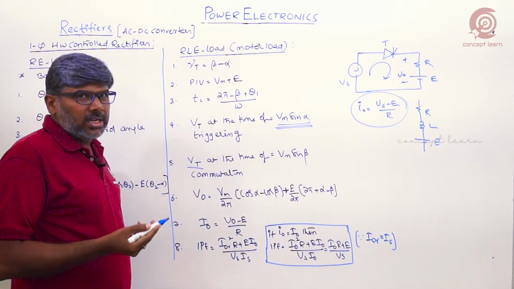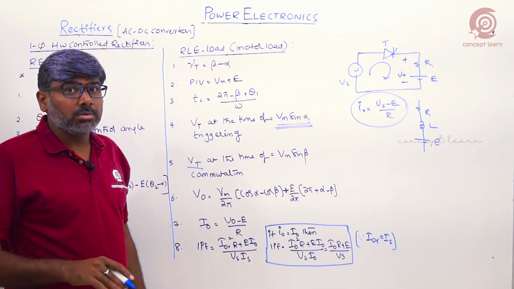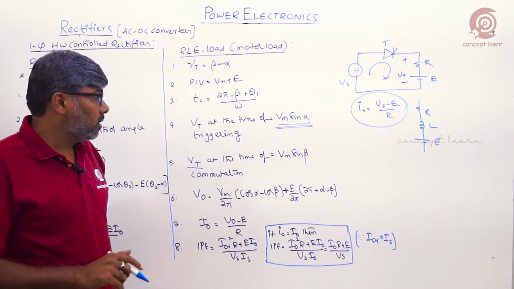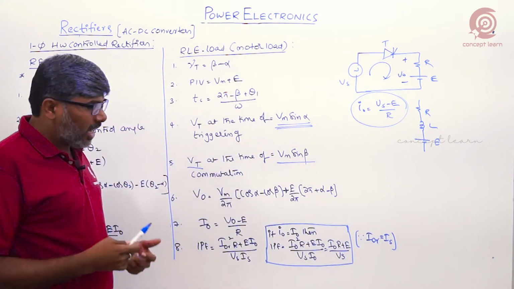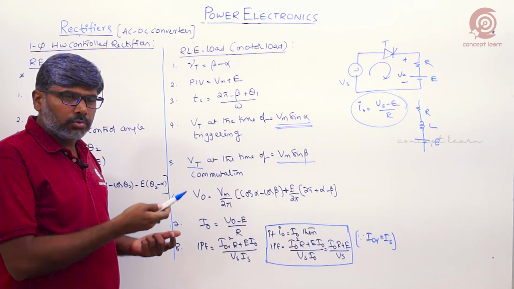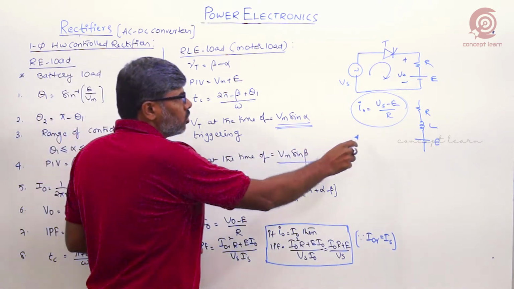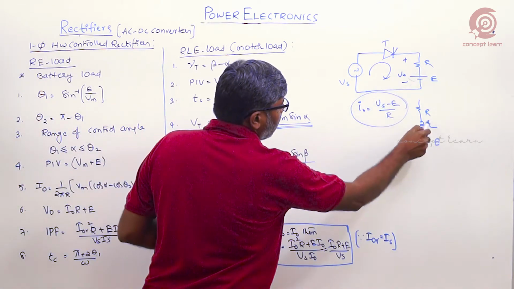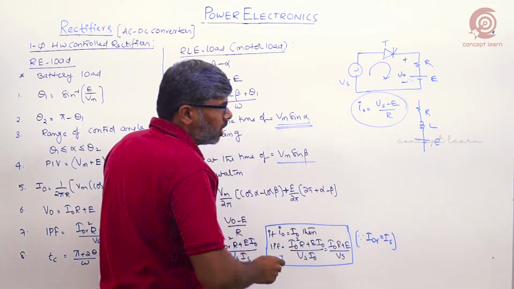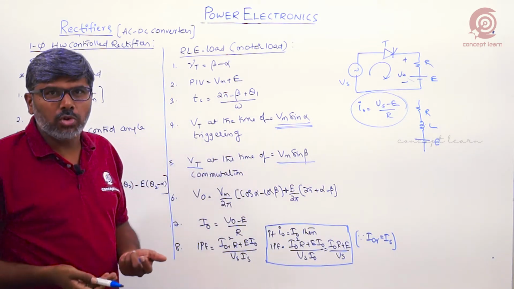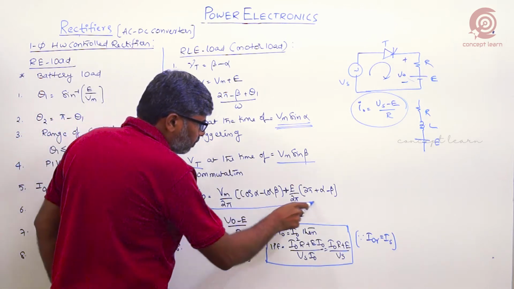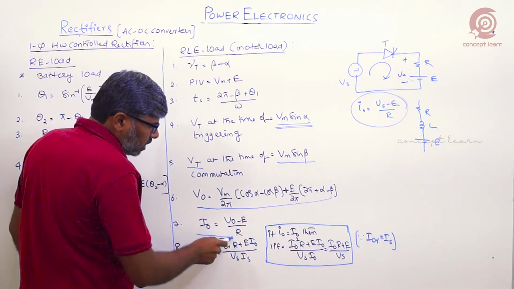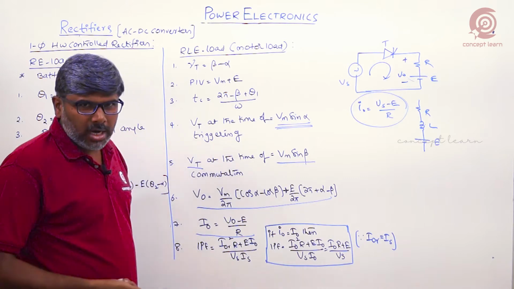Vt, the voltage across the thyristor at the time of commutation, at the time of zero current, is Vm sine beta. And then how do we calculate V0? We apply the KVL to this loop. Instead of RE load, we have RL load, and apply the KVL to this loop. We get the expression for instantaneous voltage V0, and use the standard formula to calculate the average value. Now I0 is, as usual, (V0 minus E) by R, right?